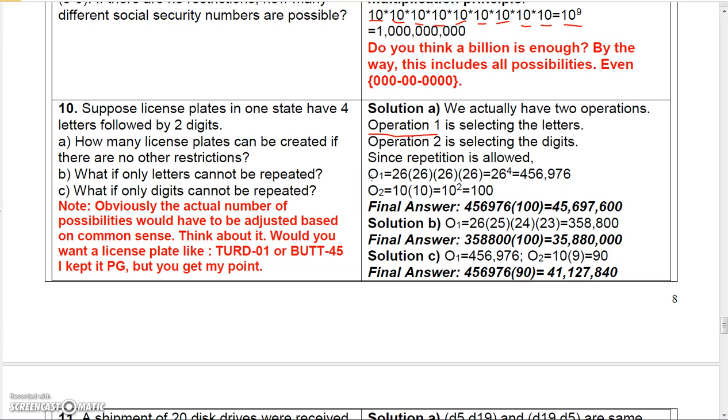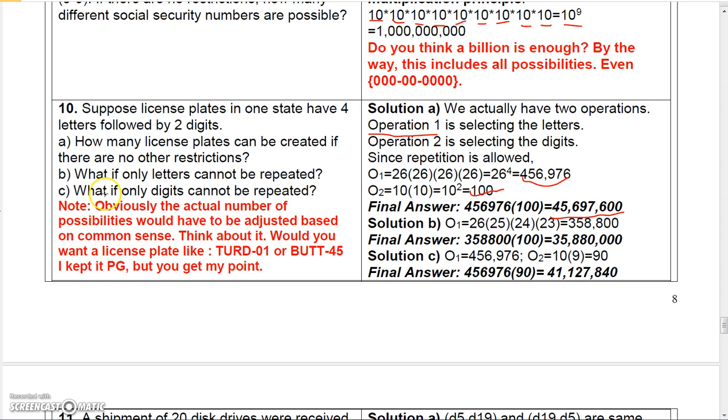So to select the letters, if there's no restrictions, there would be 26 times 26 times 26 times 26 ways to choose the letters. And then to choose the numbers, there's 2 digits, so there was 10 ways to choose the first digit, 10 ways to choose the second digit, so that's 100. So I would just multiply these two numbers together and get my answer here, which is over 45 million.